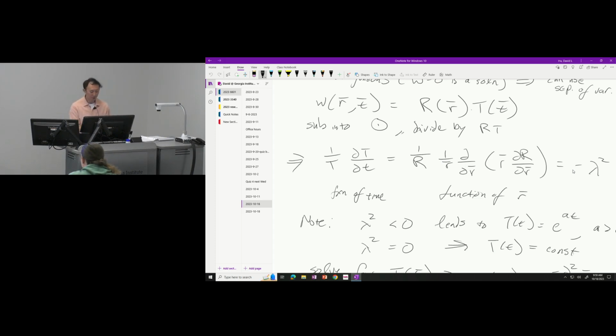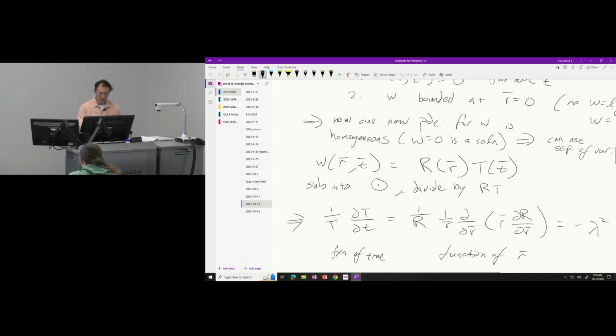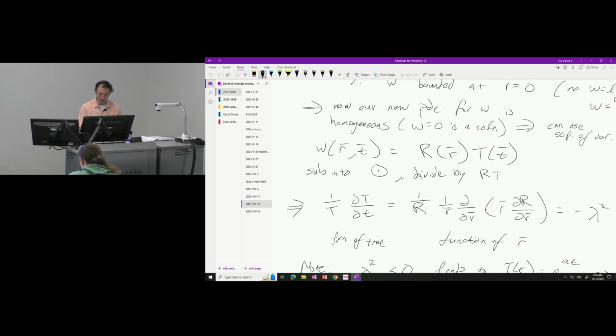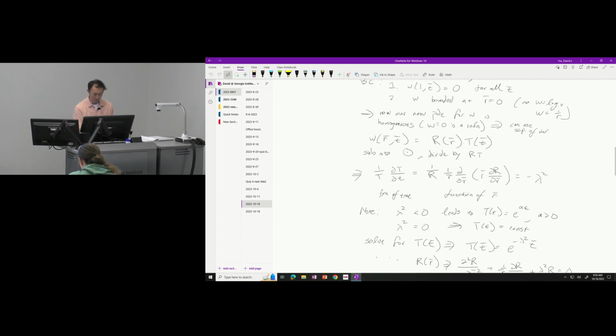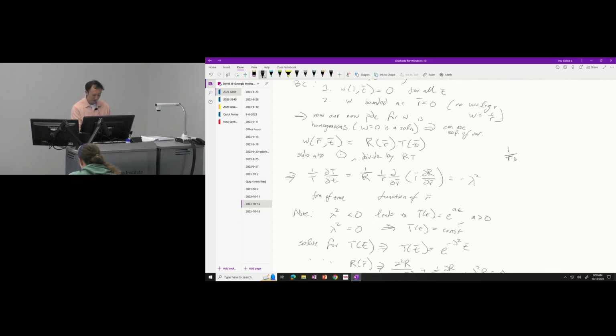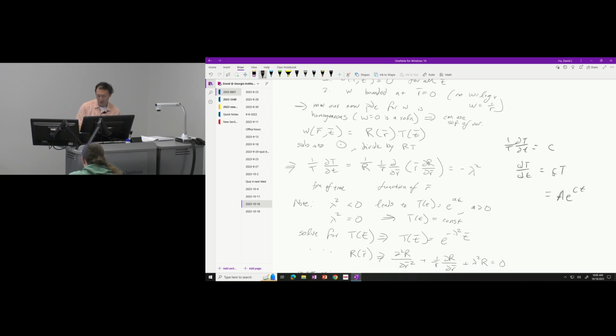So the first PDE became two ODEs, and one of those ODEs is, let's move it over here, 1 over T dT/dt is equal to, let's call it a constant. This one we can solve, because this time-dependent part is just saying that the derivative of capital T is proportional to the original T. So the only solution has to be A e^(ct), because exponentials are the solution for first-order ODEs.